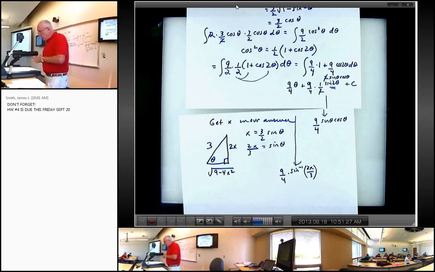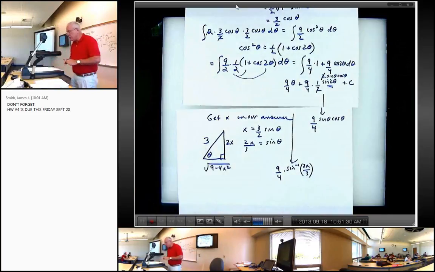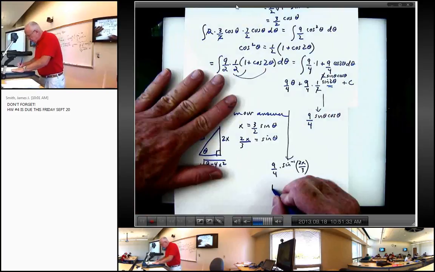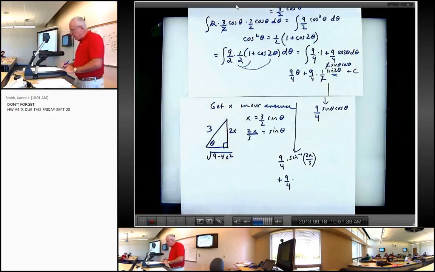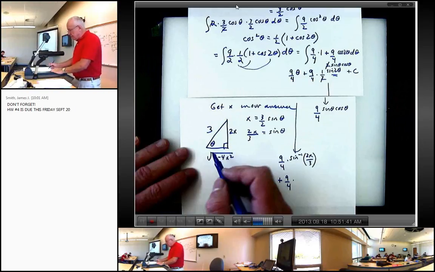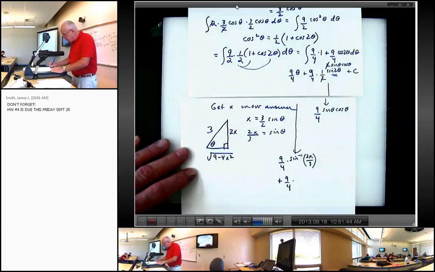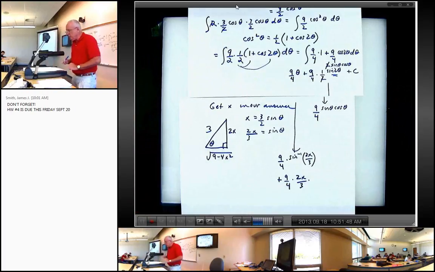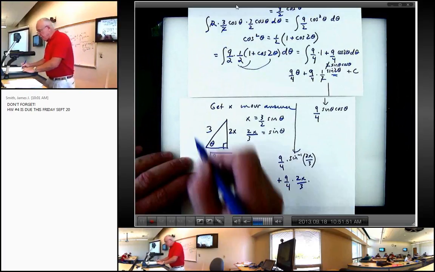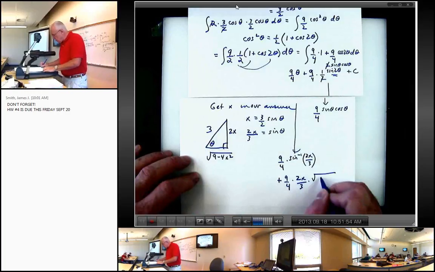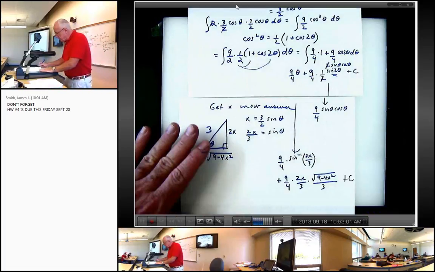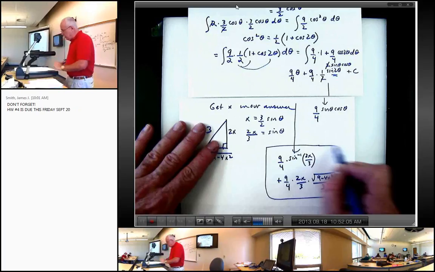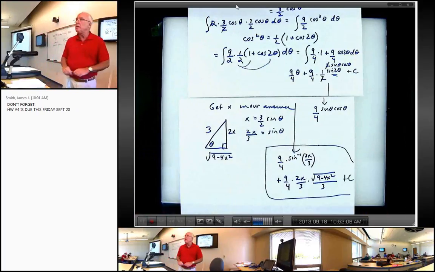Okay? And we can use that because we can get the sine and cosine from our picture. So let's go down below here. So plus 9/4. Now we need the sine of theta from our picture. Well, we know the sine of theta is 2x over 3, times the cosine of theta, and that's going to be adjacent over the hypotenuse, square root of 9 minus 4x squared, also over 3. And then we have plus c, let's not forget that. So this whole thing right here is our antiderivative in terms of x.